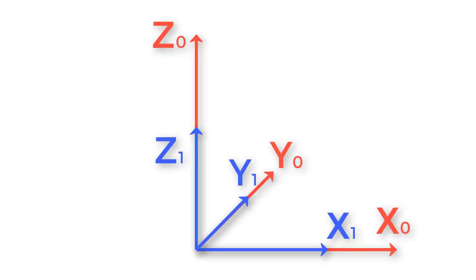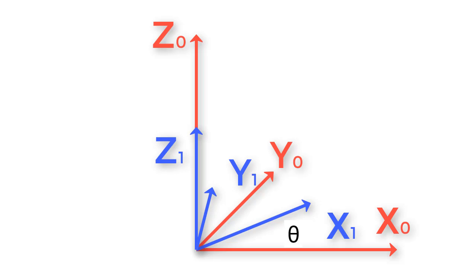Suppose that I have a frame called frame 0, like this. And suppose that I have another frame called frame 1, like this. Now, suppose that initially frame 1 is lined up exactly with frame 0. Then, suppose that I rotate frame 1 like this. How could I represent the rotation or orientation of frame 1 inside frame 0?